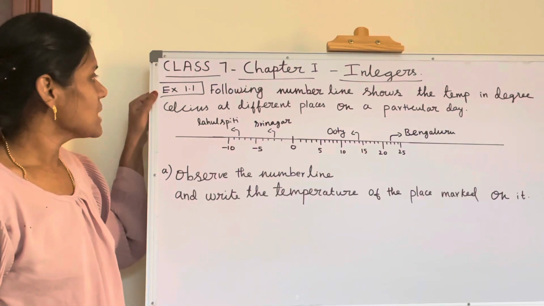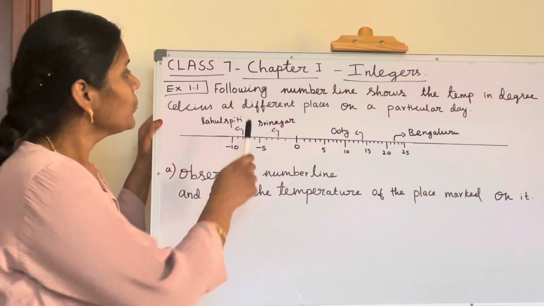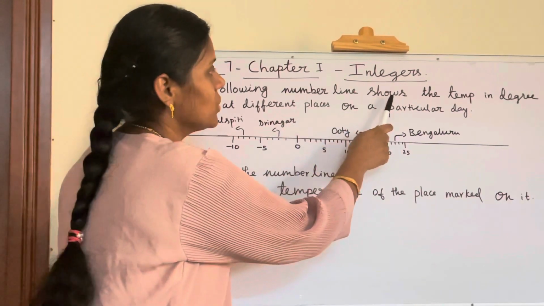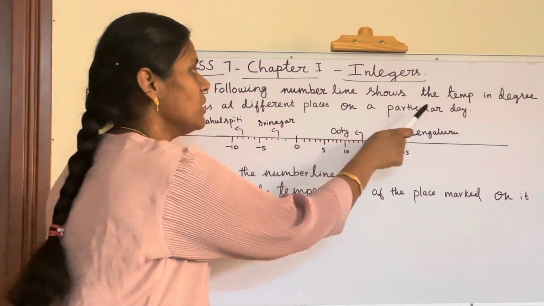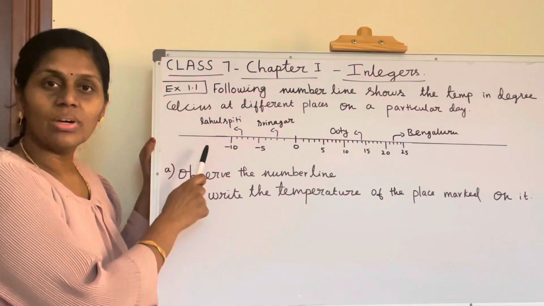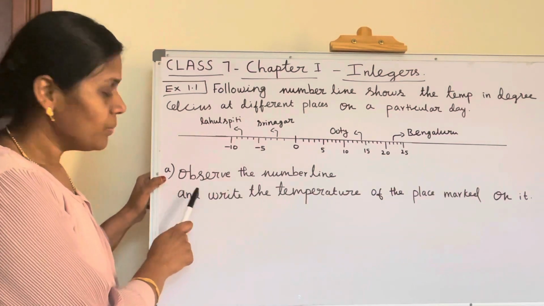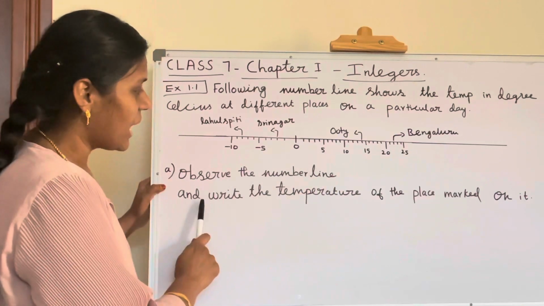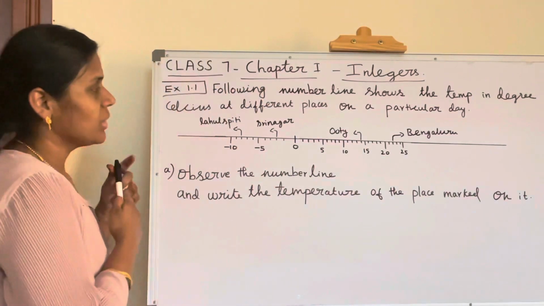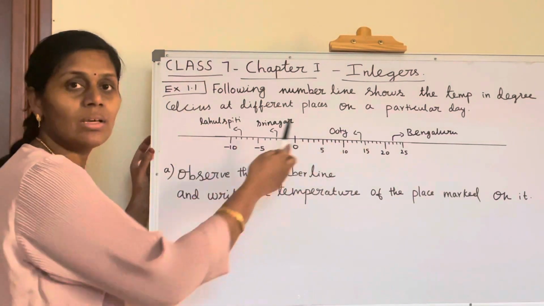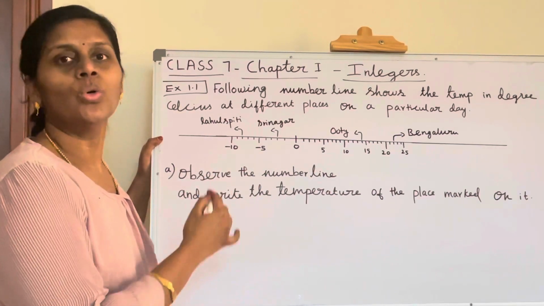Okay, exercise 1.1. What's the question? The following number line shows the temperature in degree Celsius at different places on a particular day. Okay, they have given a number line. We have part A. Observe the number line and write the temperature of the place marked on it. They have mentioned 4 places. We have to identify the temperature of the places and write it.